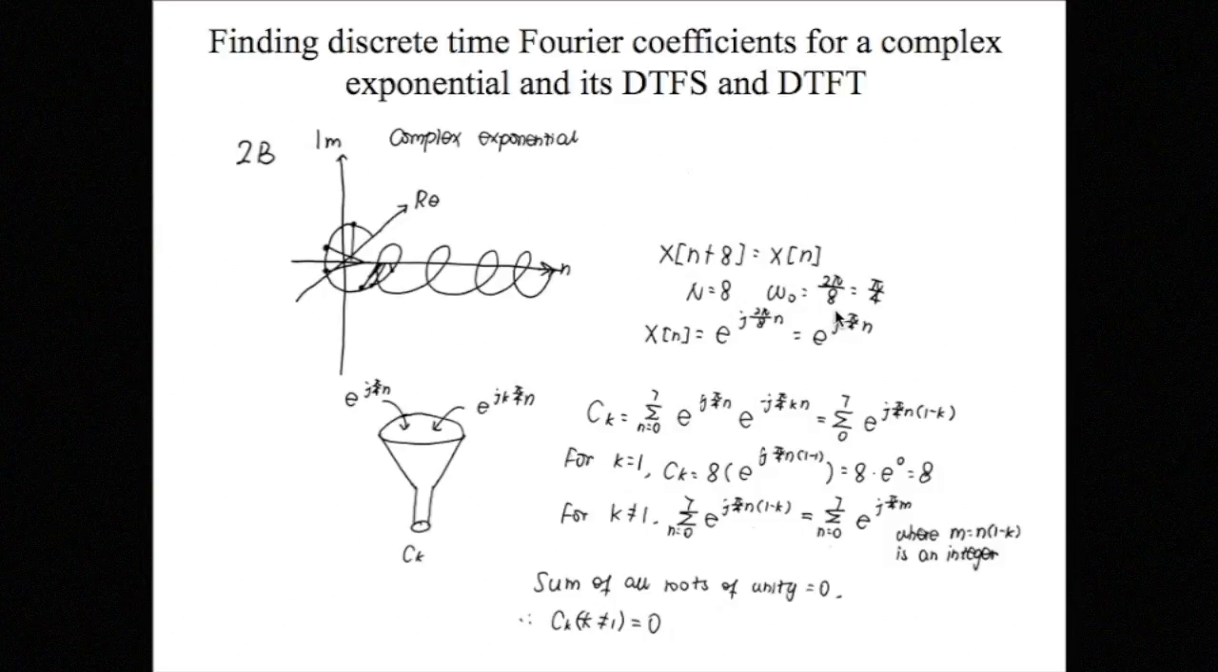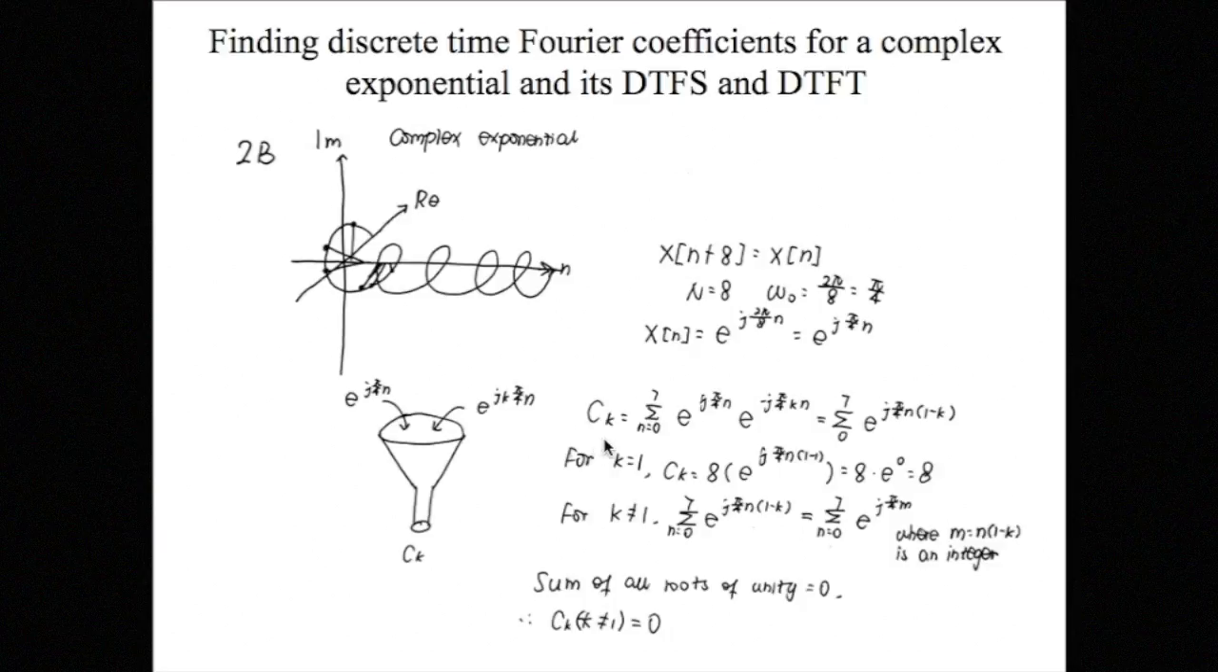Since period N equals 8, we can say that the fundamental frequency omega 0 equals 2 pi over N equals 2 pi over 8 equals pi over 4. From the definition of this signal, we could get coefficient ck, and the range of k is from 0 to 7. So now, how to get this ck?